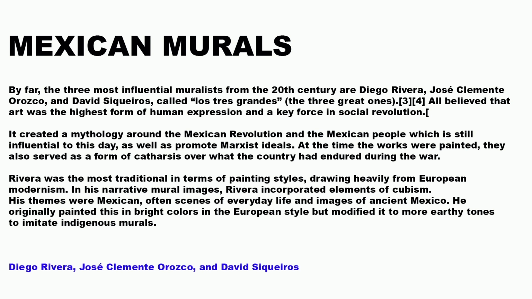At the time the works were painted, they also served as a form of catharsis over what the country had endured during the war. Rivera was the most traditional in terms of painting styles, drawing heavily from European modernism. In his narrative mural images, Rivera incorporated elements of Cubism. His themes were Mexican, often scenes of everyday life and images of ancient Mexico. He originally painted this in bright colors in the European style but modified it to more earthy tones to imitate Indigenous murals.